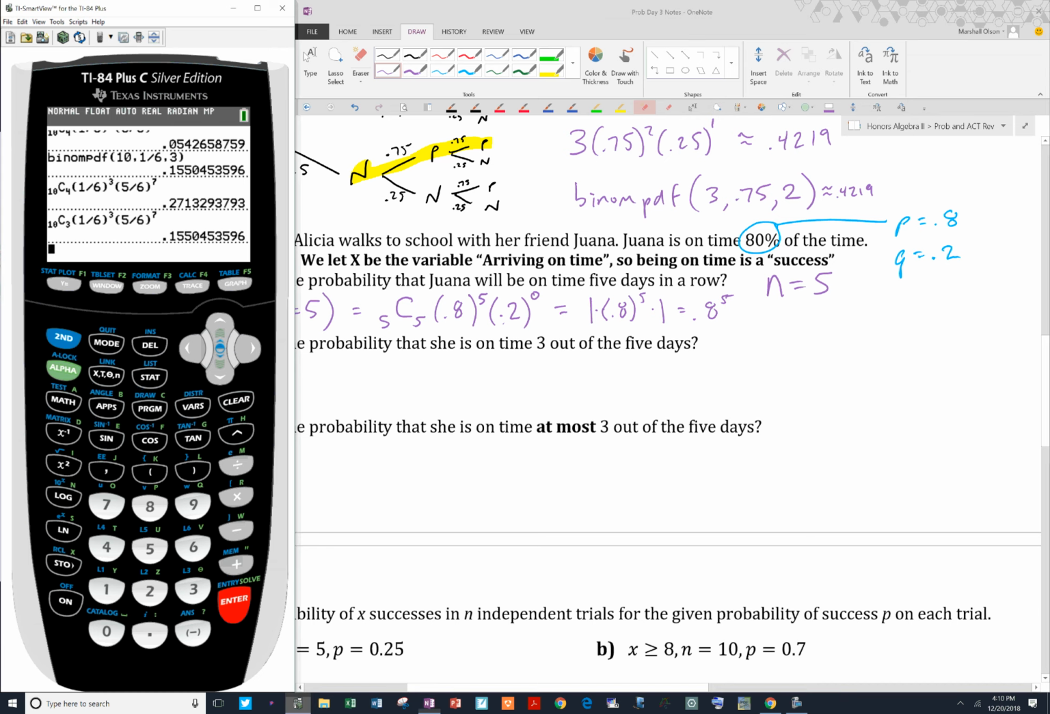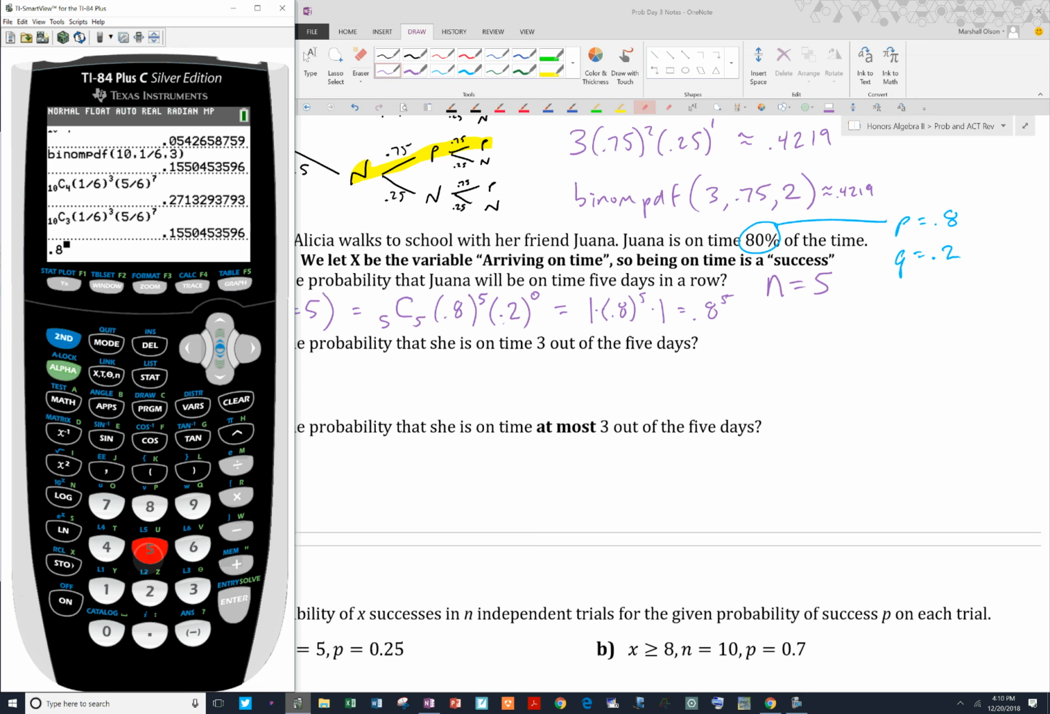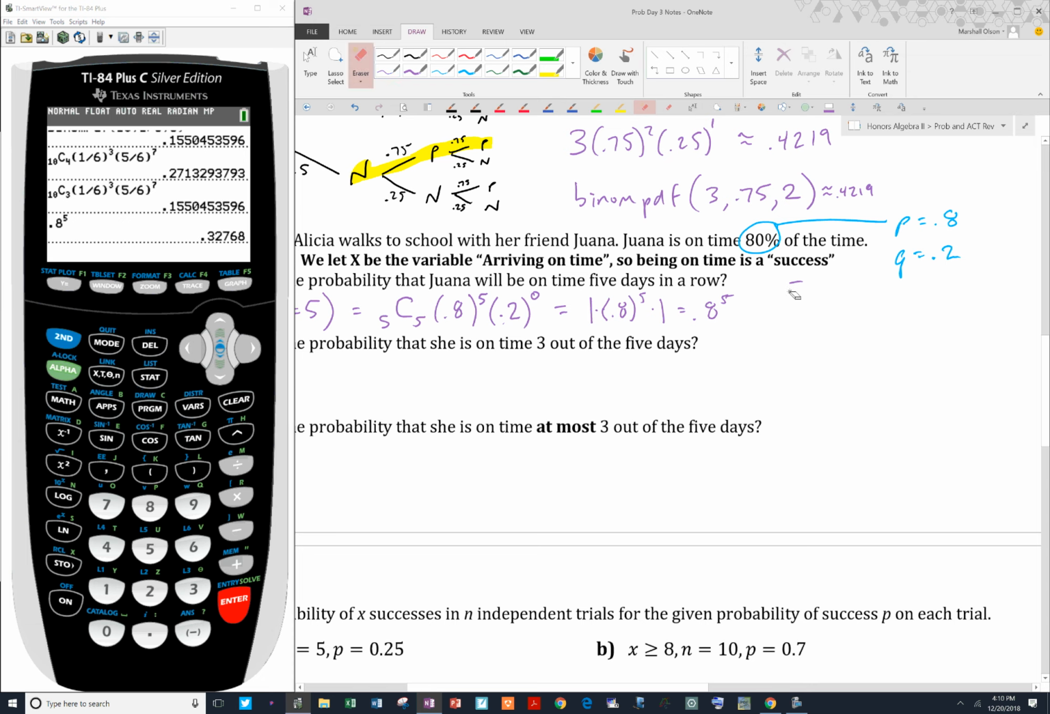So if we type in 0.8 to the 5th, and if you do a little thinking like that, you have a lot less typing to do in your calculator. Here n equals 5. If you do that thinking beforehand, you have a lot less to type in. So you get 0.32768 as our probability there. Typing 0.8 to the 5th was a lot faster than typing 5 choose 5 and all that, because you should know that that's 1 and that's 1.